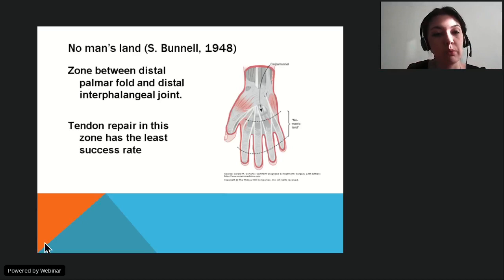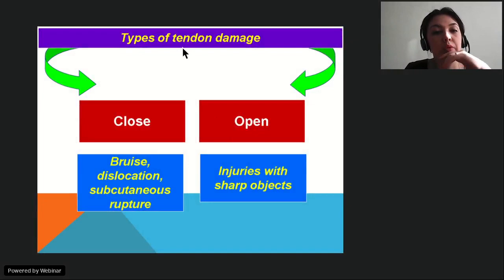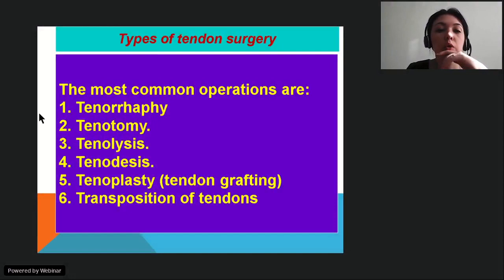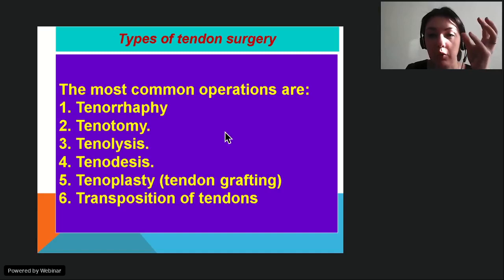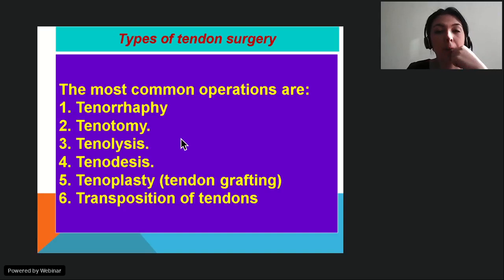Okay, so according to the types of tendon damage, there are closed and open. So obviously, there is nothing complicated in it. The most common operations on the tendons are tenorrhaphy, which is suturing of the tendon, tenotomy, which is cutting, incision of the tendon, tenolysis, which is releasing of the tendon from the adhesions, tenodesis, tenoplasty or grafting, and transposition of tendons.